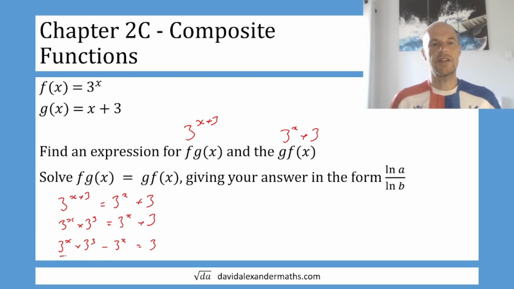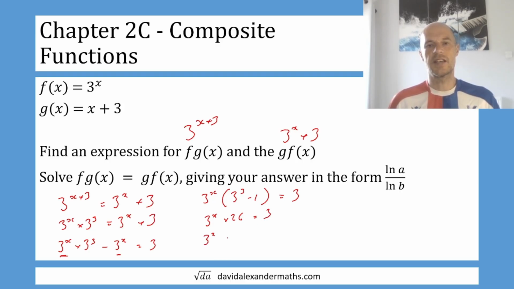So I've got 3 to the x multiplied by 3 cubed, take away 3 to the x equals 3. Now, I've got a 3 to the power of x in this first part, and of course I've got a 3 to the x there, therefore I can factorise it out. So that's going to be 3 to the power of x multiplied by 3 cubed, take away 1, and that equals 3. 3 cubed is 9 times 3, 27, take away 1 is 26. So that is 3 to the power of x multiplied by 26 equals 3. So therefore 3 to the power of x is 3 over 26.